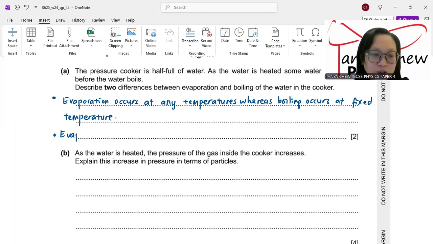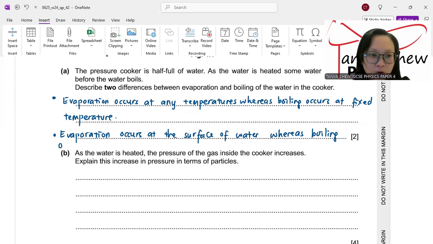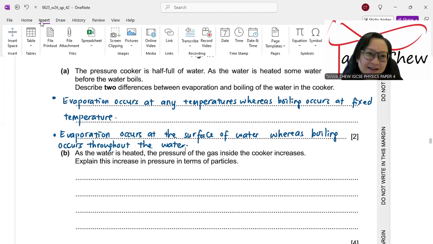And then evaporation, this is the second difference. Evaporation occurs at the surface. Remember, surface only. Surface of water. Whereas boiling, if you cannot read my handwriting, please do comment below if you want me to write it nicer. I don't want to be a doctor. Whereas boiling occurs throughout the water. These are the two differences between evaporation and boiling.